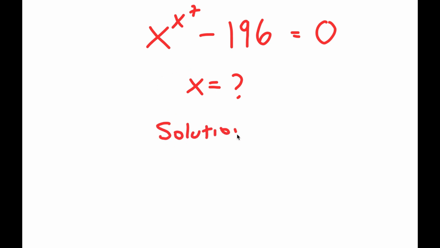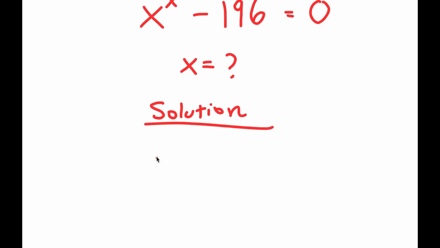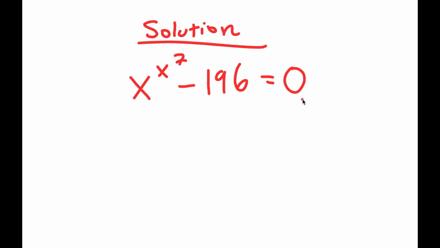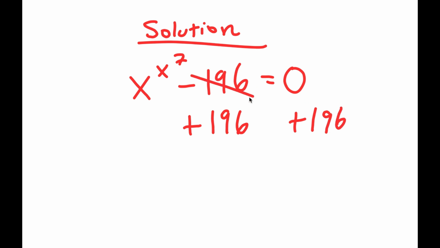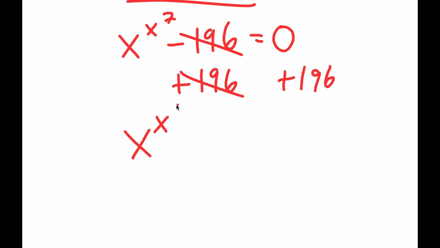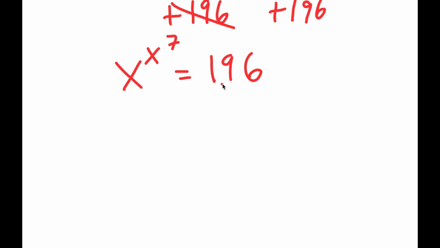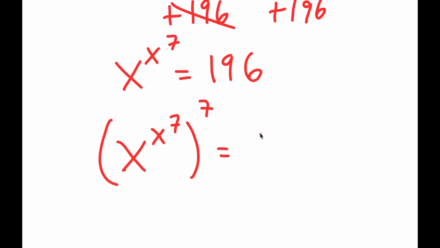So for my solution, I'm going to start by rewriting my equation down here so I have more solving space. x to the power of x to the power of 7 minus 196 equals 0. The first thing I'm going to do is add 196 on both sides. So I get x to the power of x to the power of 7 is equal to 196. Now, I'm going to take the power of 7 on both sides. So I get x to the power of x to the power of 7, to the power of 7, is equal to 196 to the power of 7.